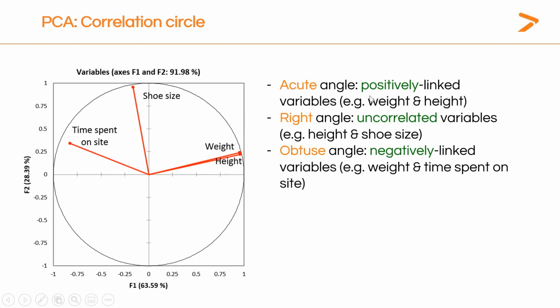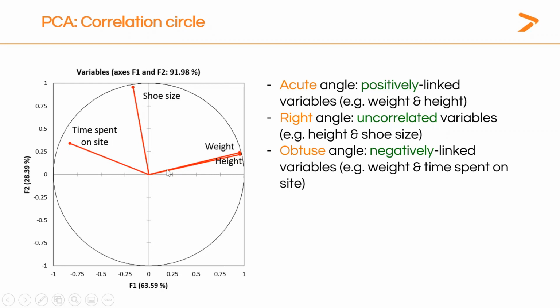As I told you, an acute angle means positively linked variables, such as weight versus height. A right angle means uncorrelated variables, so shoe size versus weight, for instance. And obtuse angles, so wide angles, correspond to negatively linked variables.